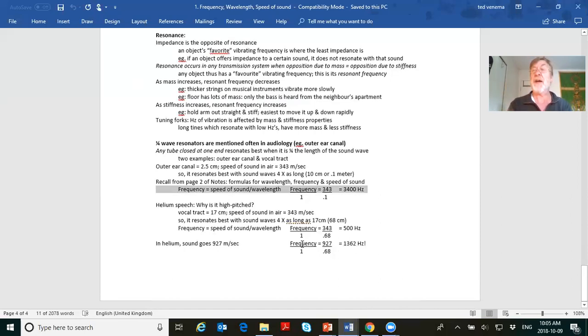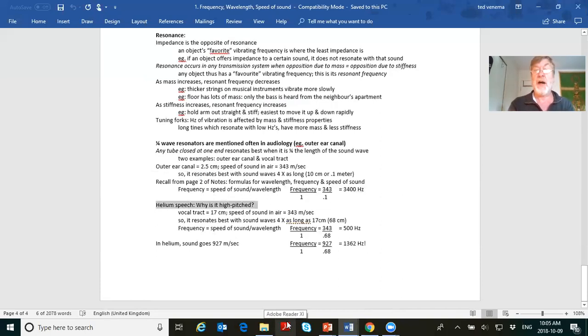Your outer ear canal acting as a quarter wave resonator. And this we touched upon in Anatomy 120 when we looked at the physiology of the ear. Here we're looking at that same physiology in terms of acoustics. Same story. Now, helium speech. This is something else that we covered in Unit 3. And we're looking at it in Unit 1.